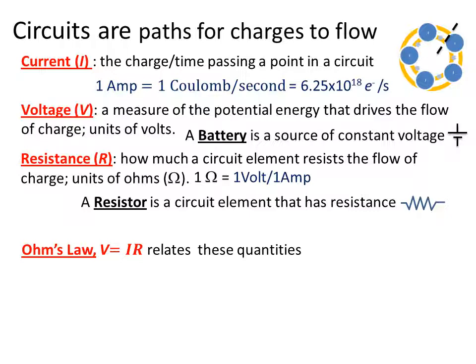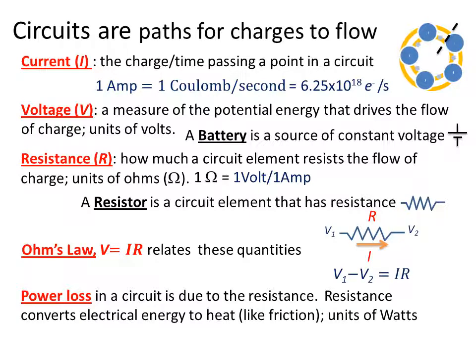Ohm's law, V equals IR, relates these three quantities. If we have a resistor with a resistance R, shown by the blue jagged line, with a current I passing through it, then the voltage V1 on the left-hand side compared to the voltage V2 on the right-hand side are given by Ohm's law. So precisely, V1 minus V2 is equal to I times R.